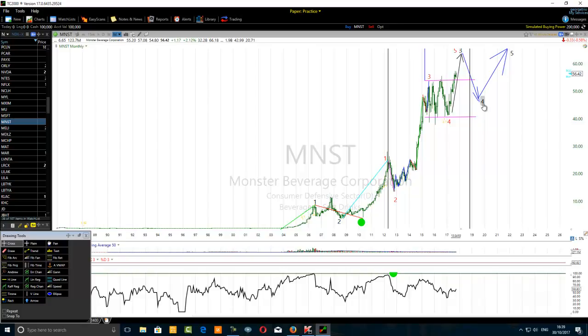Followed by the fourth wave of a higher degree and the fifth wave of a higher degree going up more. Because I don't have room, that's why I leave it there. I should go up more. I'm talking about the higher degree wave count.